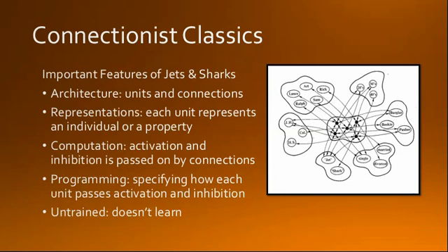All right, now Harnish has characterized these features of Jets and Sharks. You've got just units and their connections, so it's a stripped down, very basic neural network. You have representations here, so each unit represents an individual, like these, or a property, like being in your 20s or having completed college, etc. The program is just to connect everything, specify how each unit passes activation and inhibition to other units. And this is also made clear if you watch the video of Jeff Yoshimi's SimBrain. These things do not learn, as I already mentioned. They are not trained. You just set them up this way.